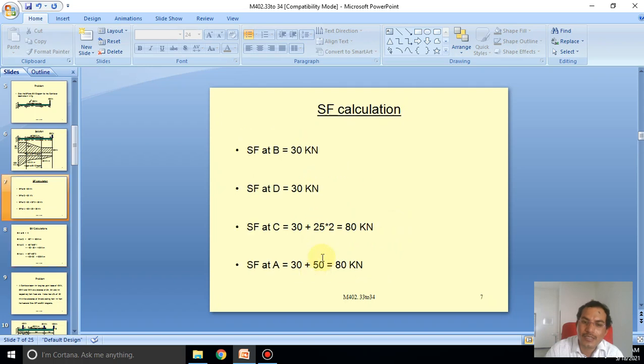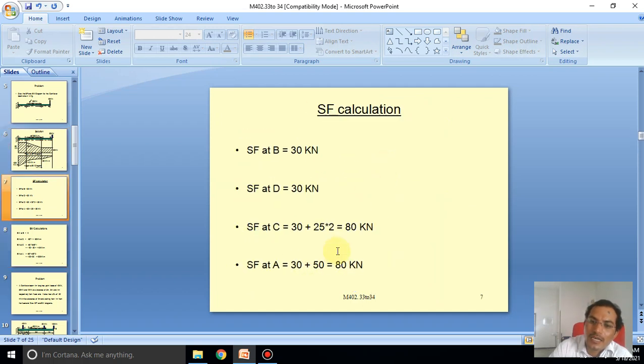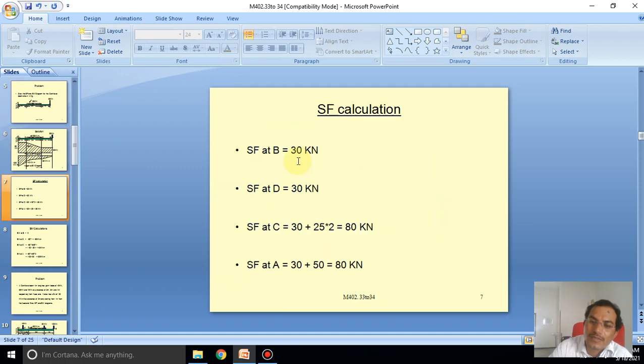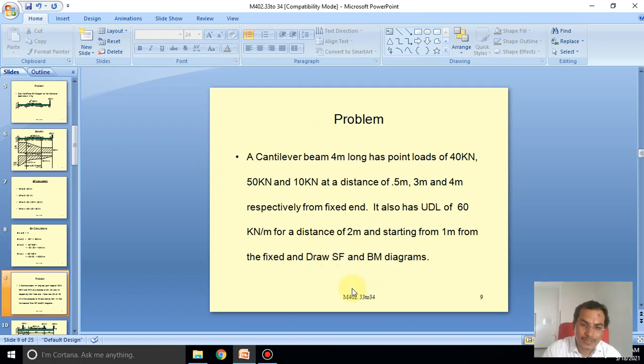At the point of A, considering the length, the moment is 30 into 4 plus 50 into 2. Calculating, 30 into 4 is equal to 120 and 50 into 2 is equal to 100, so the total is 220 kilonewton meter. That is the answer at the point of A. So 220 is the correct answer.